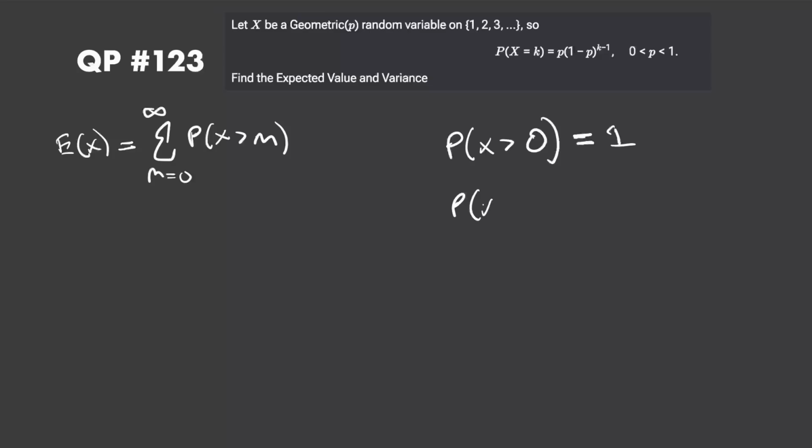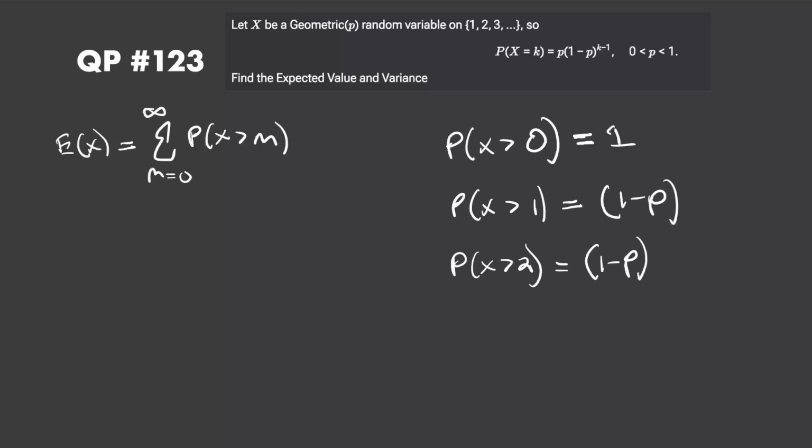So now what's the probability that x is greater than 1? Well, in order for the number of trials until the first success to be greater than 1, we have to have at least one failure. So this is just going to be equal to 1 minus p, the probability of a failure. Now the probability that x is greater than 2 represents the probability that we have at least 2 failures before our first success. So that's just going to be equal to the probability that we have 2 failures to start, which is just going to be (1 minus p) squared.